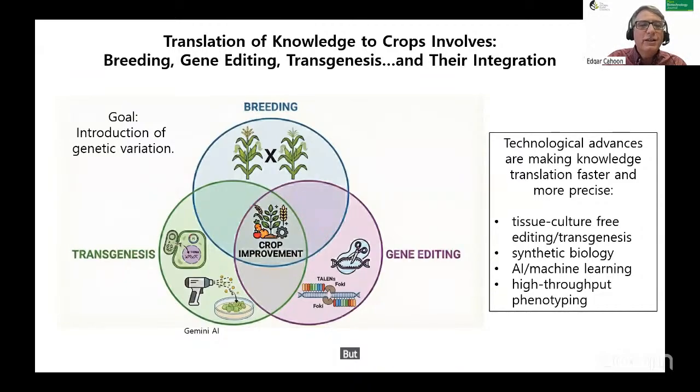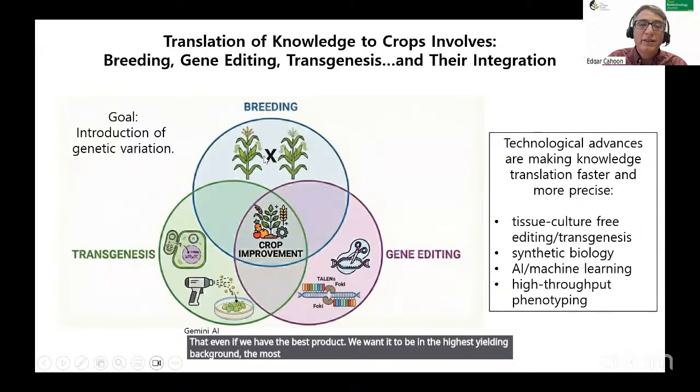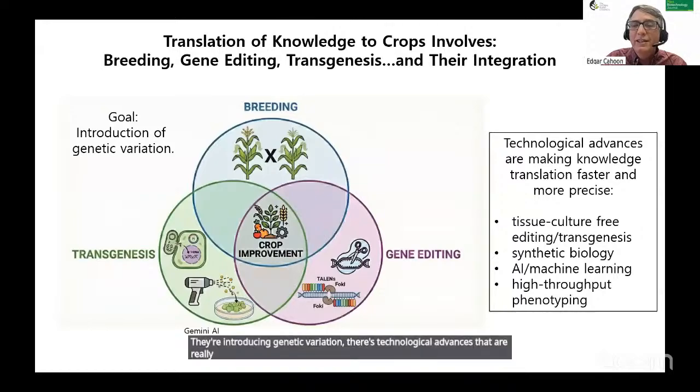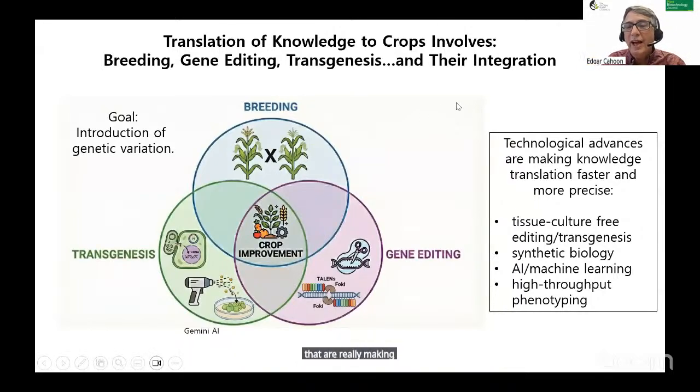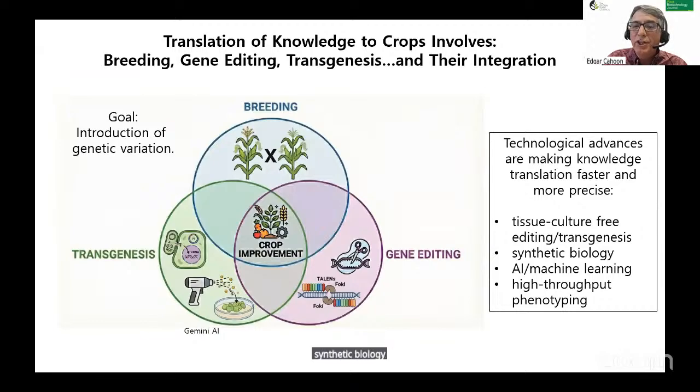But we should also keep in mind that transgenesis, breeding, and gene editing don't function in isolation, that even if we have the best product, we want it to be in the highest yielding background, the most resilient background, for example. And obviously, it's not just about introducing genetic variation. There are technological advances that are really fueling this pipeline, making the translation much faster and more precise. Hopefully we'll get to a point where there's tissue culture-free editing and transgenesis. Progress is being made on viral vectors, for example, synthetic biology, AI, machine learning, high throughput phenotyping. These are all feeding into this translation pipeline, and I think the future is bright.